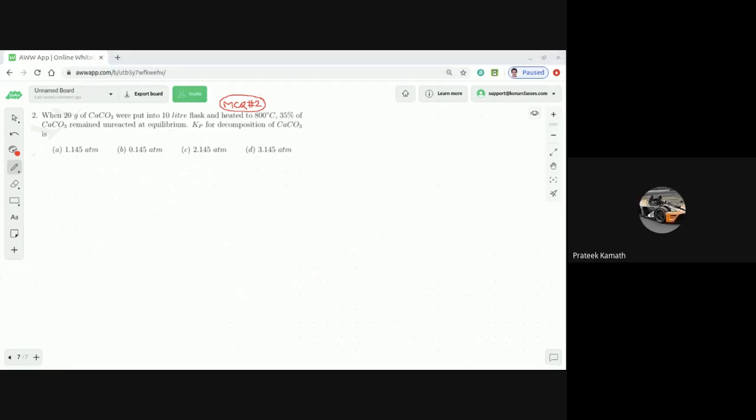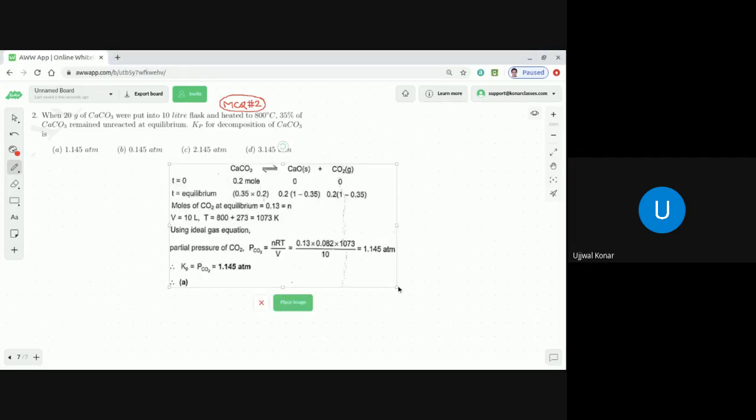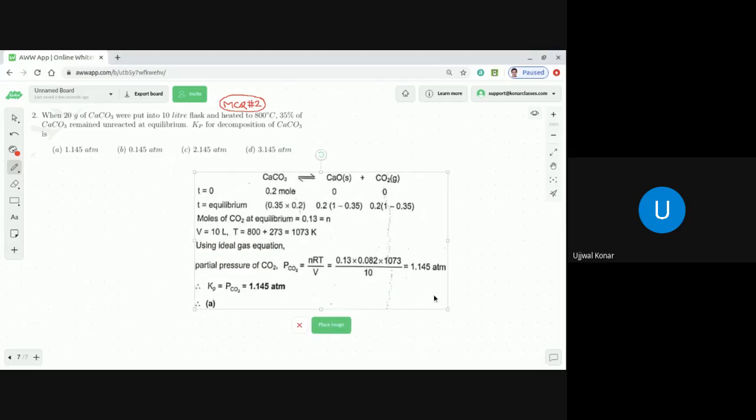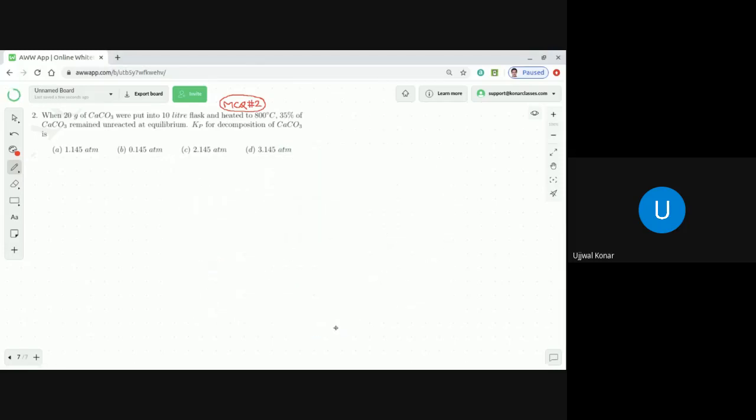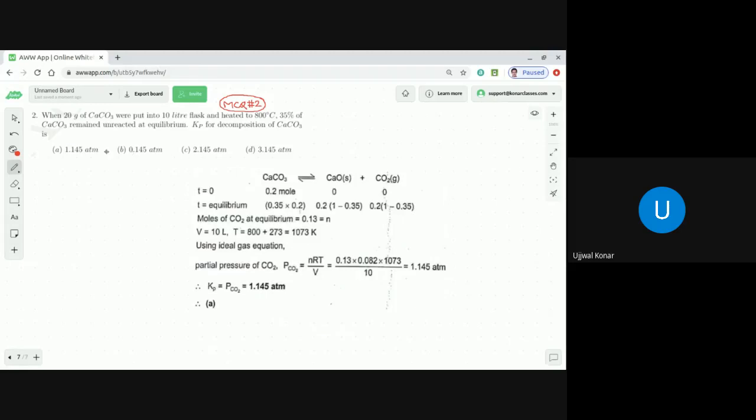Sir, is option A correct? Correct, you are. Indeed option A. Yes, sir. All of you got option A? Dear Shrestha, you got option A? I hope things are very explanatory.